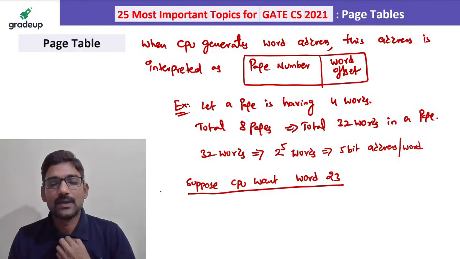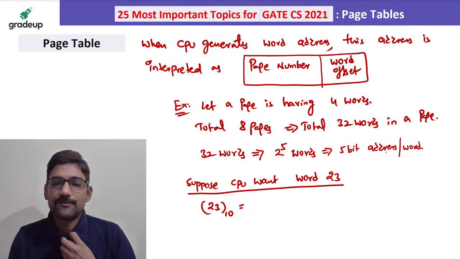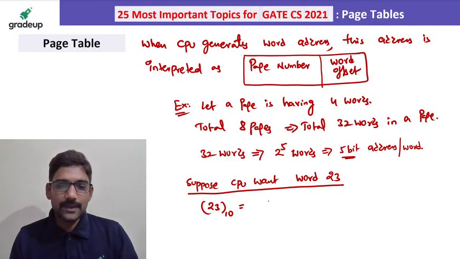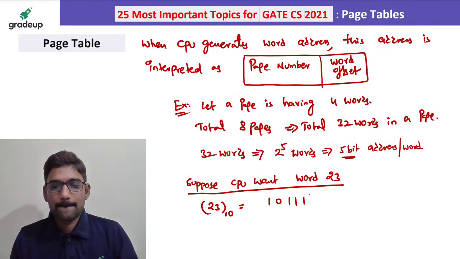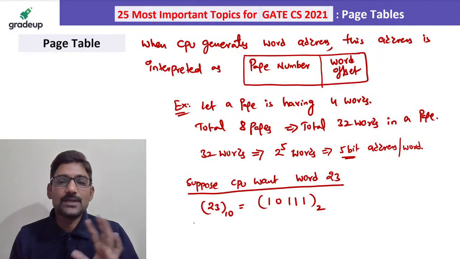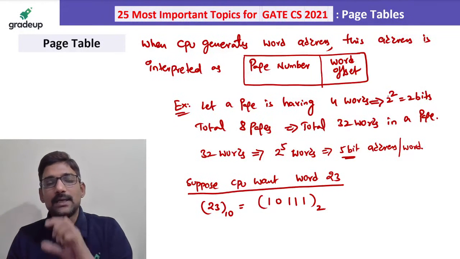I will answer. So word number 23 is converted into binary and represented in 5-bit form. Why 5-bit? Because there are total 32 words. Right. This is binary 23. Binary form is this. Now in one page, how many words are there? 4 words. 4 words means 2 square, that is 2 bits in one page to represent every word.